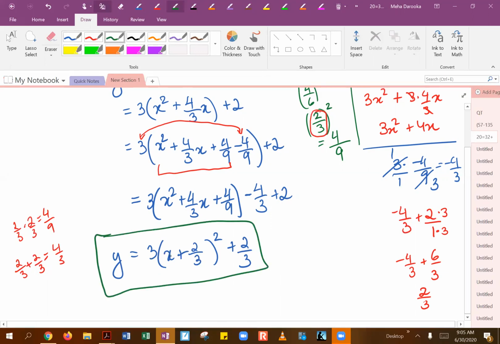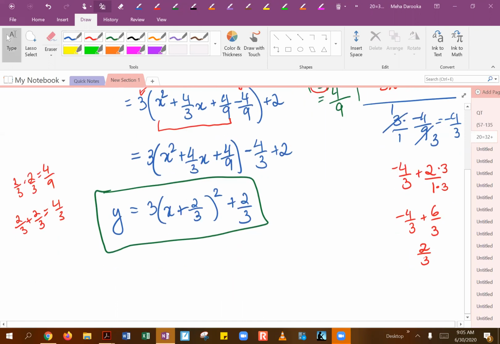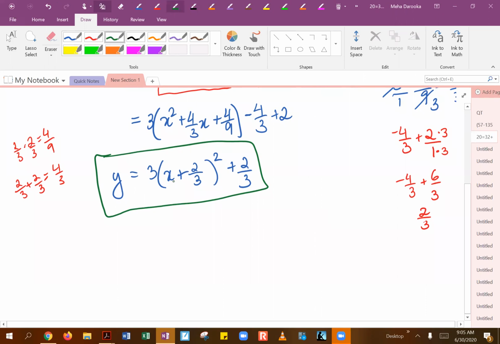So we've got 3 parentheses x plus 2/3 quantity squared plus 2/3. Now graphing this is going to be interesting because you are moving 2/3 units to the left. Since that is x plus 2/3, that tells us the value of 2/3 is negative. So you are moving 2/3 units to the left, and the plus 2/3 at the end of our equation is telling us we are moving 2/3 units up. And then of course we have a stretch by 3 units.